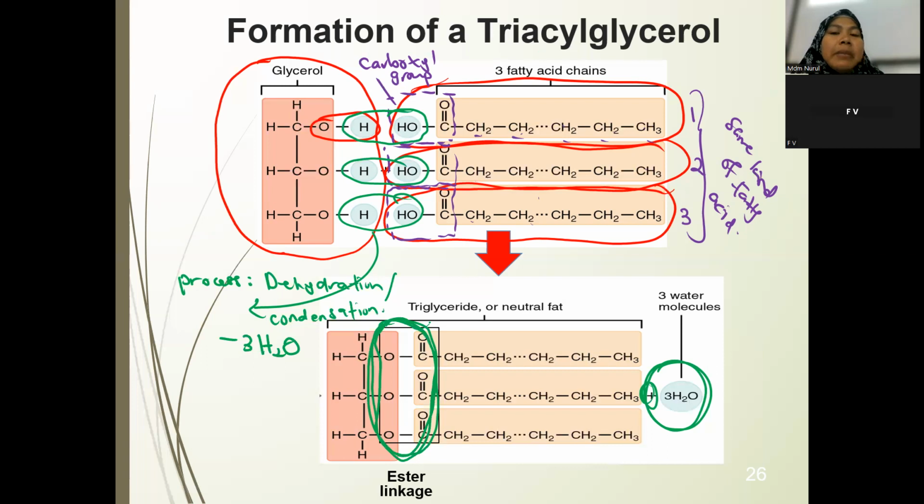Okay. Ada berapa ikatan ester linkage? 3 lah. Sebab dia gabung ni dengan ni, ni dengan ni, ni dengan ni. Okay, right. Okay, boleh? Okay, now look at your picture.